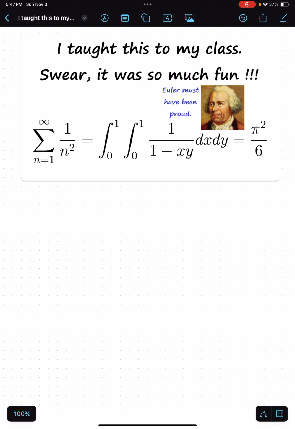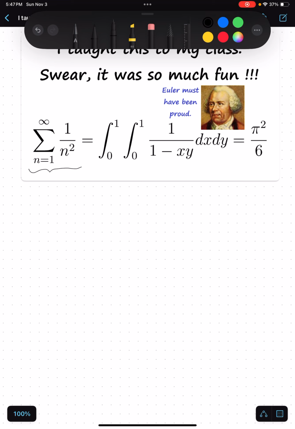Okay, so let's begin. First of all, we want to find this sum, which is also called the Basel problem. This is basically the sum of inverse squares: 1 by 1 square plus 1 by 2 square plus 1 by 3 square up to infinity. This sum actually converges, which can be found from the p-test.